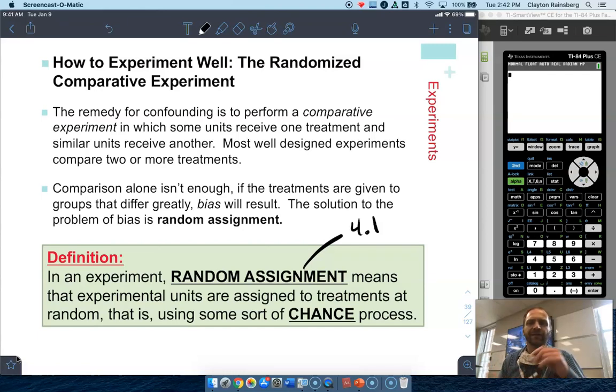So comparison alone is not enough if the treatments are given to groups that differ greatly. I mean, bias is going to result. By doing random assignment, we're controlling a lot for those confounding variables. Some of the techniques for randomization: we used Table D, we used identical slips of paper in a hat, and you can use randInt on your calculator as well. Those are some of the ways we did randomization in 4.1, and you're going to do it the same way here.